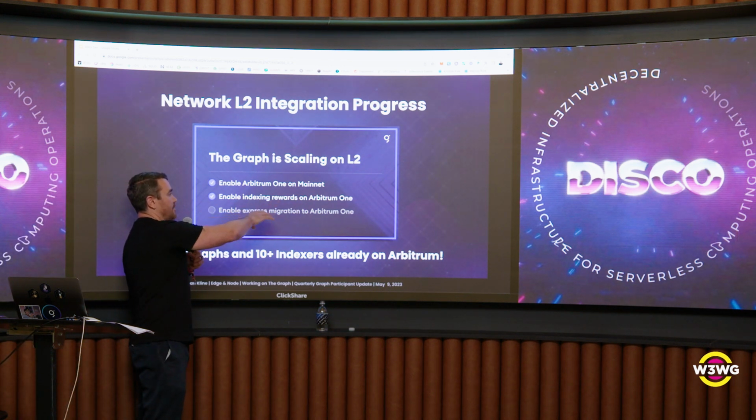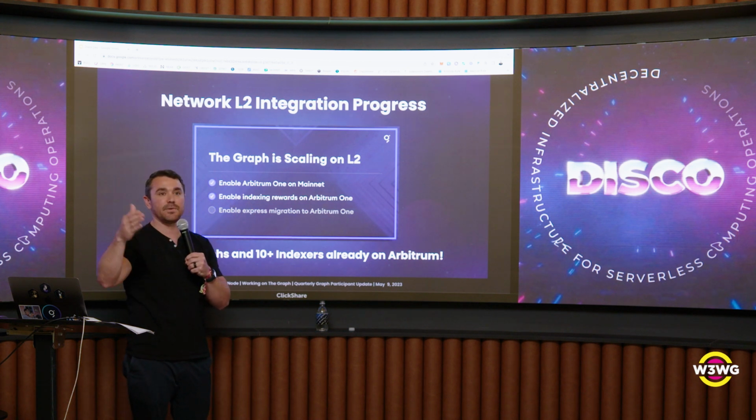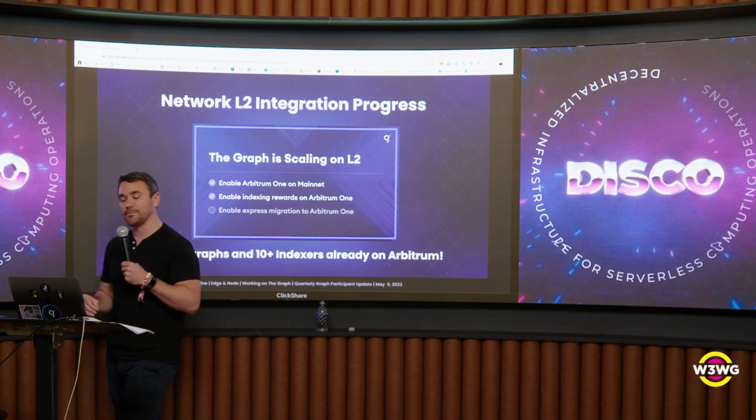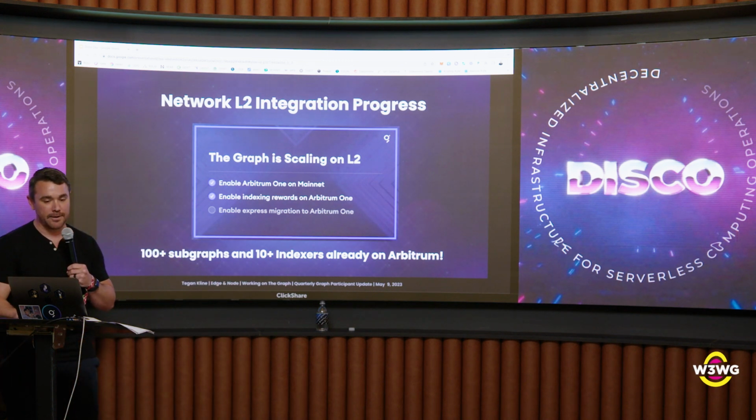So we've enabled indexing rewards on Arbitrum. Over the next few months, maybe even a couple of quarters, all subgraphs will move from Ethereum to Arbitrum, and everything will be flowing through the protocol there.